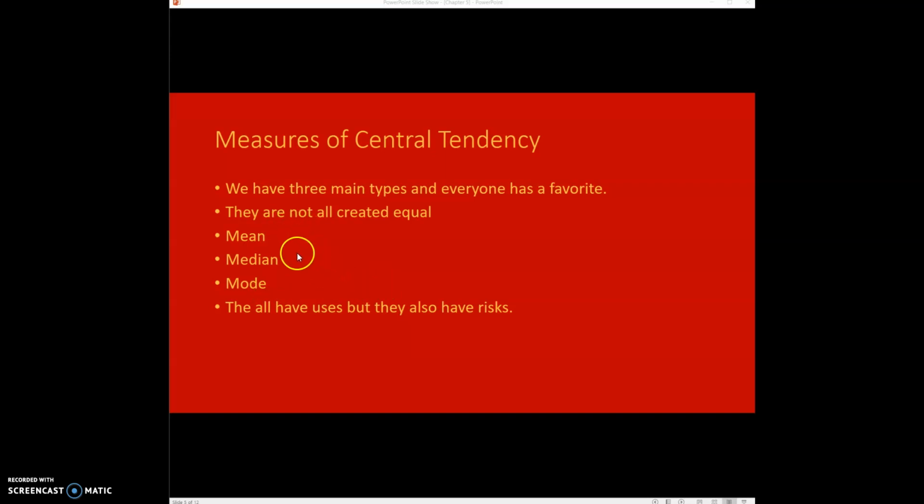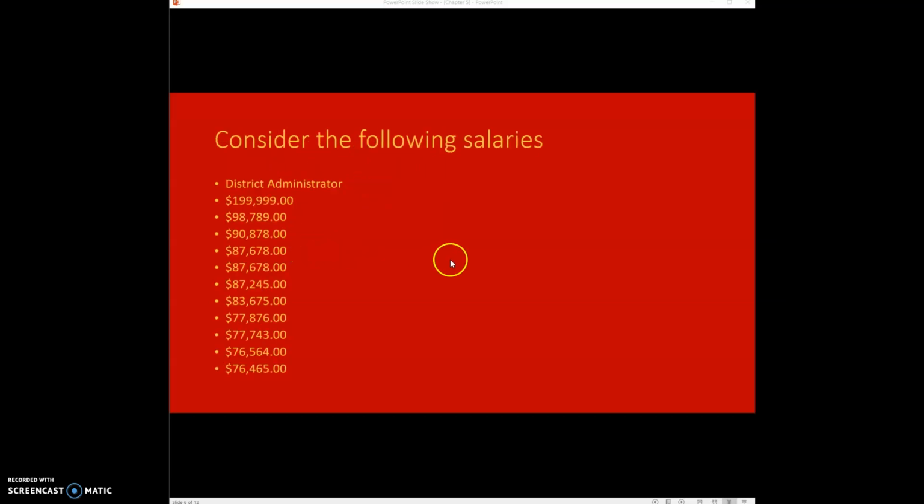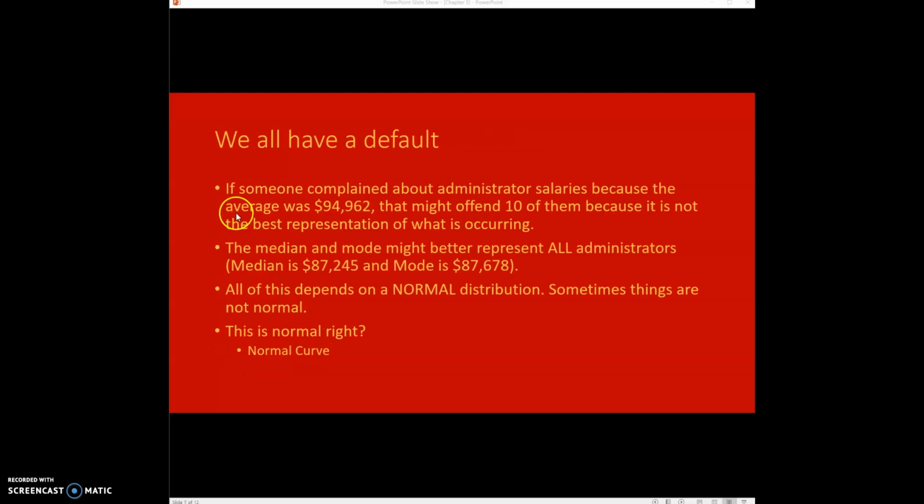Even though these are all available, the one that is the least stable, the one that is most at risk of not being accurate, of not being the best measure of central tendency, is the mean. Here's why. So here's a list of district administrator salaries. We can guess who that probably is. And here's the other district administrator salaries. So bear that in mind, and let's look at this.